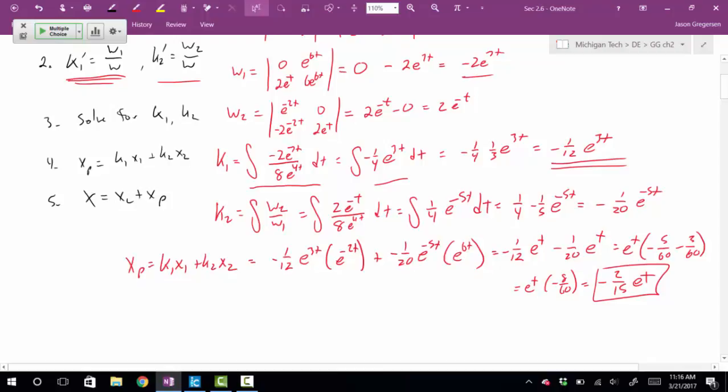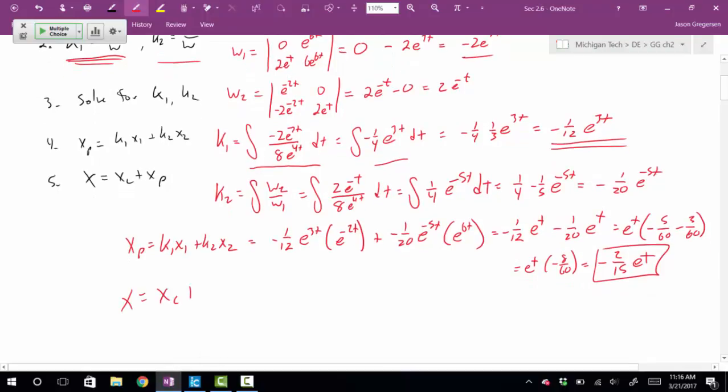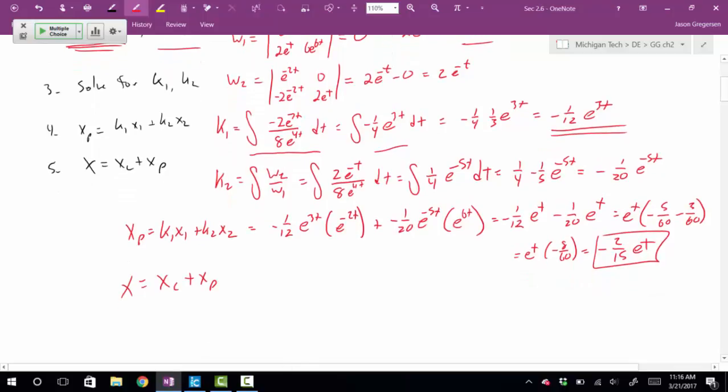Is that my solution? No, my solution is xc plus xp, complementary solution plus the particular solution. So I have c1 e to the negative 2t, c2 e to the 6t, minus 2/15 e to the t. And that is the solution.